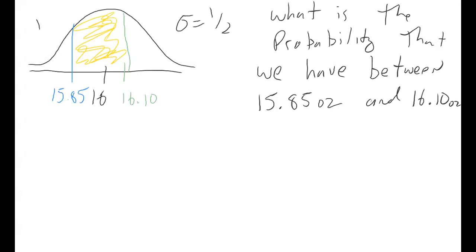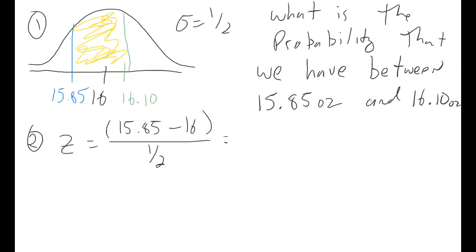So again, step 1. Step 2, find z-score, right? How many z-scores are we going to have to find, though? 2. So z equals parentheses 15.85 minus 16 all over 1/2. And then z equals 16.10 minus 16 all over 1/2.